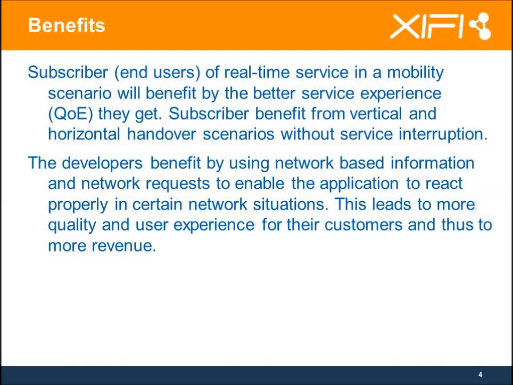So coming to the benefits, of course, the subscriber of real-time services will benefit from the better service experience they will get in this scenario. Even in a vertical handover scenario, when you switch from one access network to another, like from LTE to Wi-Fi, you won't see any service interruption, because the service itself can react to a certain network situation, like if the signal of one access technology like LTE gets below a certain threshold, handover to another available access technology can already be triggered, and so the user won't see any difference in the service experience. You always get the service as he wants it.